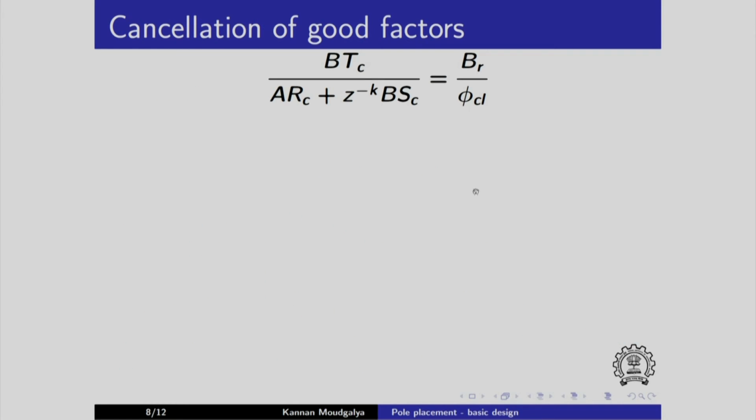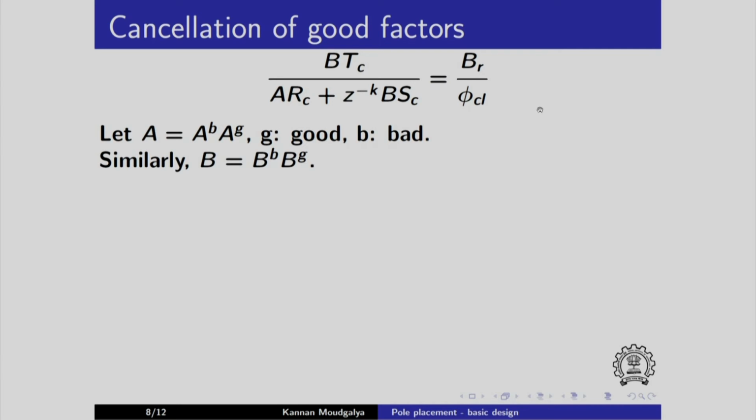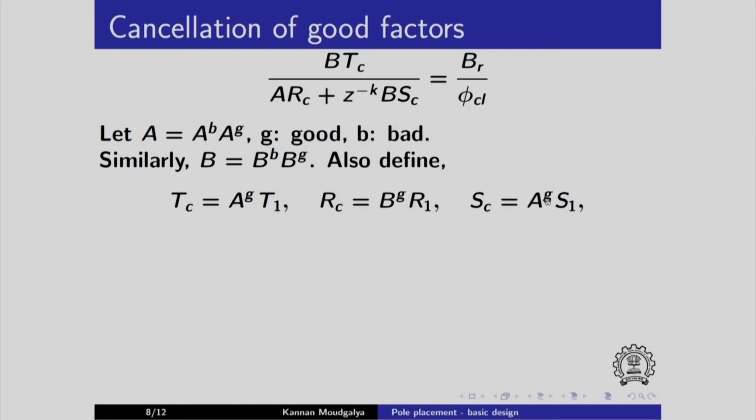You might have guessed why we defined good and bad factors. It is because we can cancel the good factors. Let us start with the expression we had in the previous slide. We split A as good and bad, similarly B also as good and bad. After that, also define our controller polynomials TC as AG_T1, RC as BG_R1 and SC as AG_S1. These are the terms that appear in this closed loop expression.